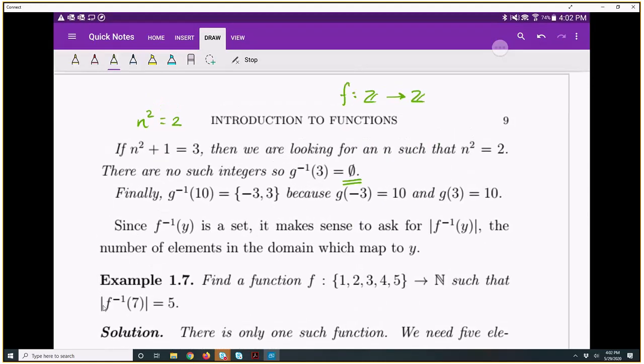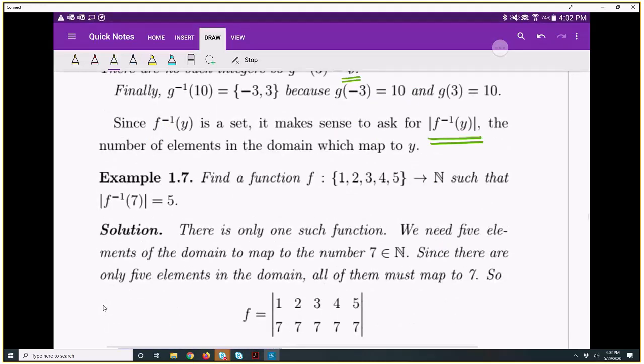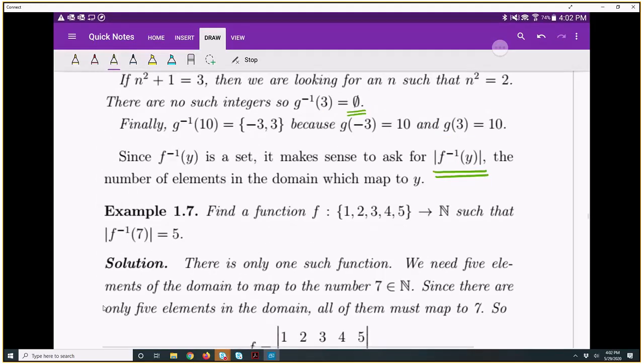Finally, the inverse image of 10 is going to be negative 3 and positive 3, because the function g, sorry, this is g, not f, the function g applied to negative 3 gives you 10, and the function g applied to 3 gives you 10. Since when we're talking about the inverse image, we're always talking about a set, it makes sense to talk about the cardinality of the set, which is going to be the number of elements in the domain which map to the given element. So here's an interesting exercise.